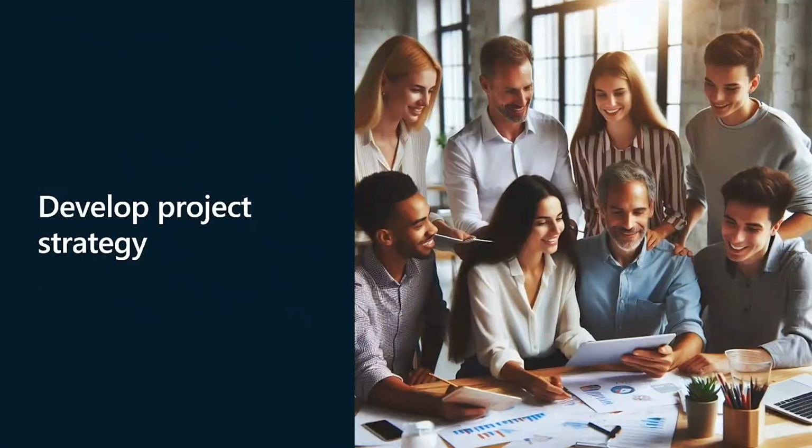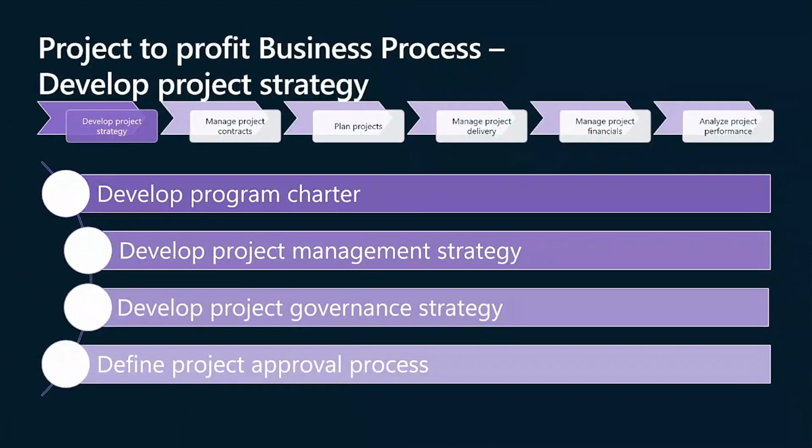So let's move to the first L2 process, develop project strategy. To effectively develop a project strategy, we need to follow these four L3 business processes. Develop program charter: create a document outlining the project objective, scope, participants, vision, mission, and goals to ensure alignment with the organization's strategic objectives.